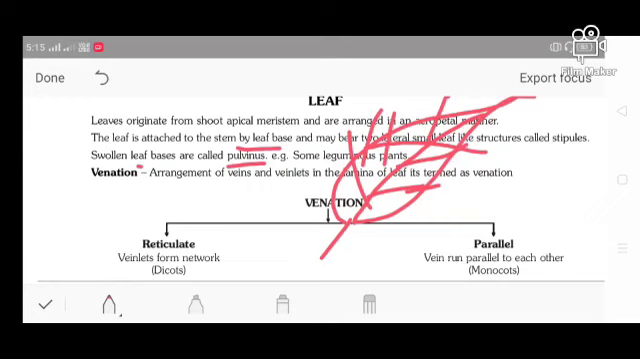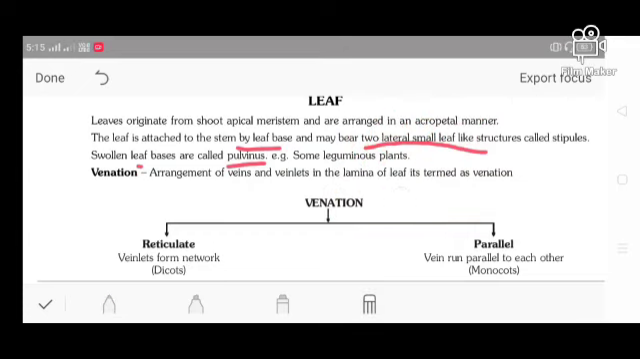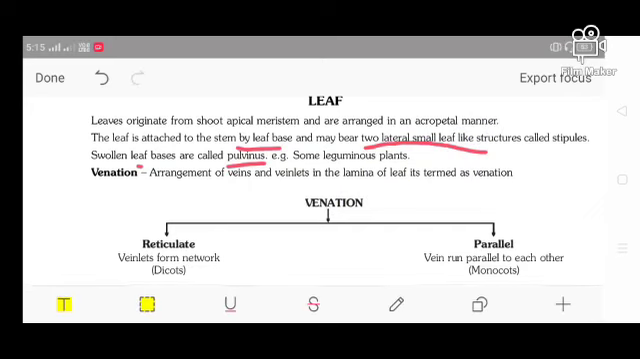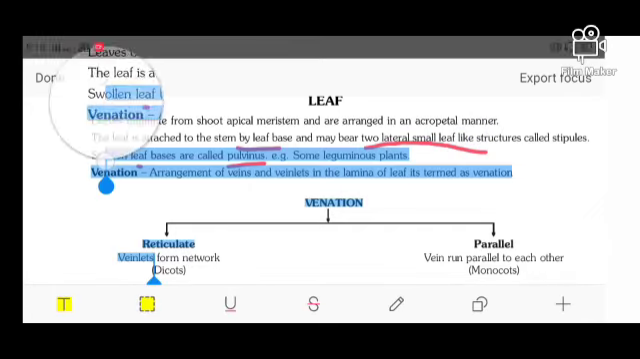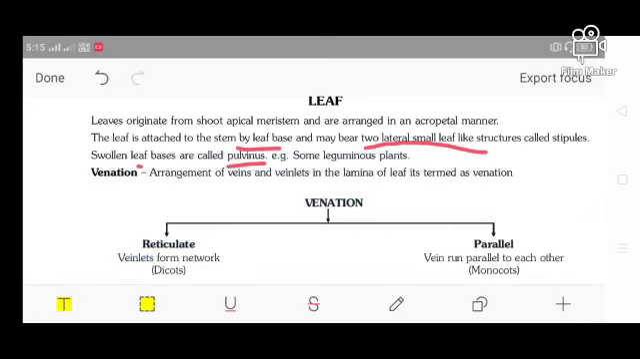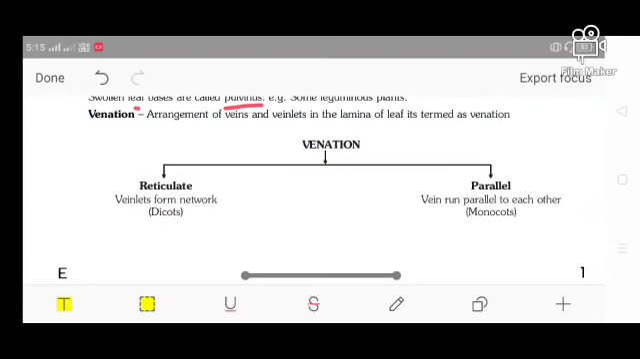Some plants have leaves with reticulate venation, and some leaves have parallel venation. On the basis of different purposes, venations are found differently in different plant leaves. So basically, what is the importance of venation? The first one is reticulate venation, and the next one is parallel venation.